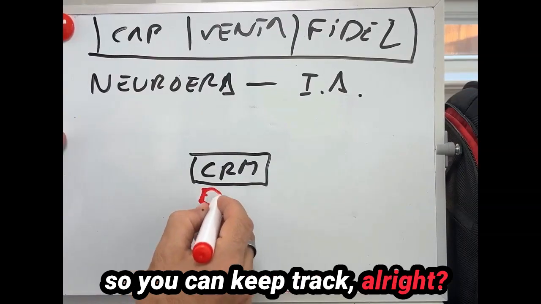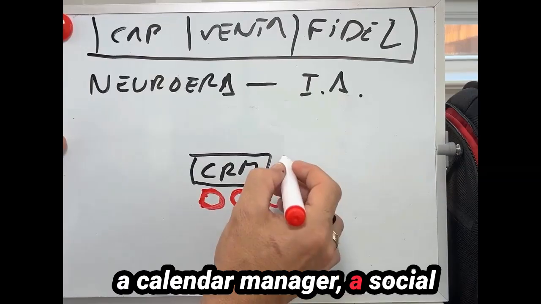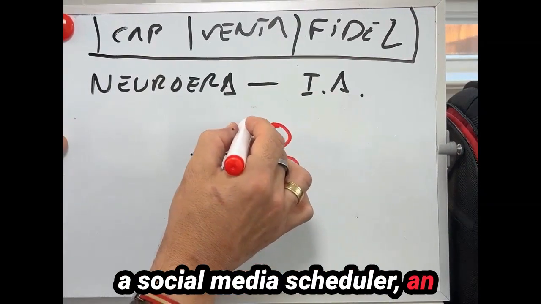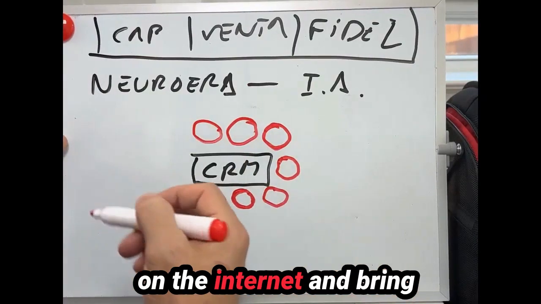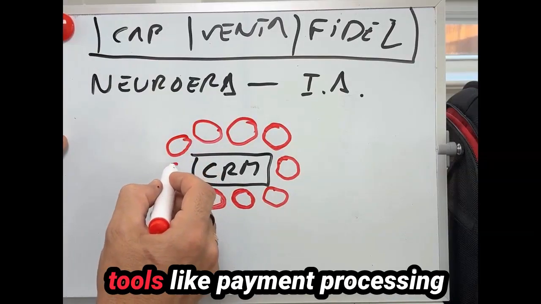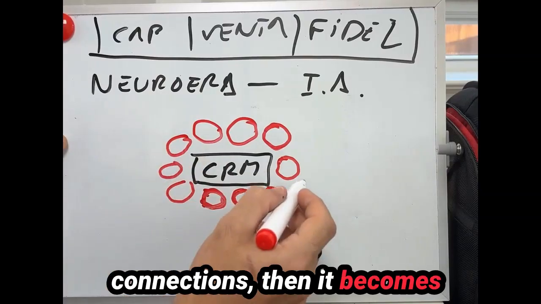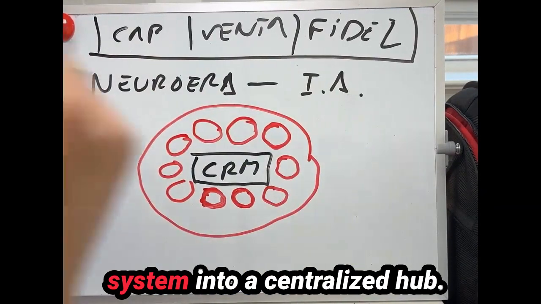track. All right, but now if we add to a CRM a website builder, a calendar manager, a social media manager, a super chat, a social media scheduler, an ad creator, a prospector to find all kinds of businesses on the internet and bring them to my business. If we start adding a series of tools like payment processing, an online store, bank connections, then it becomes from your existing CRM system into a centralized hub.